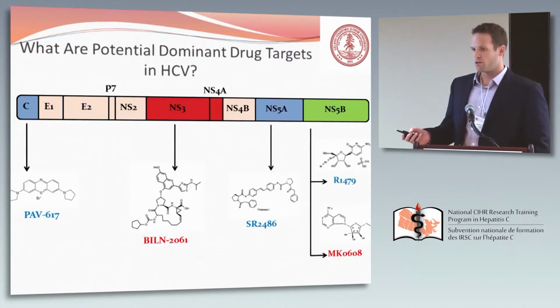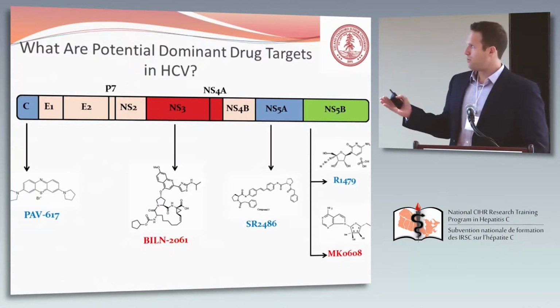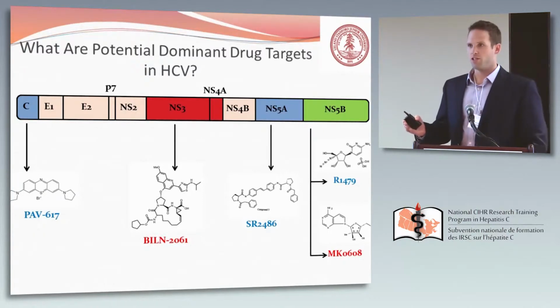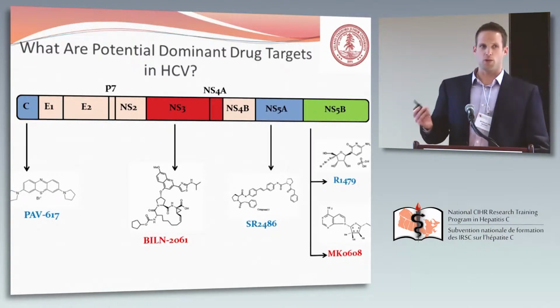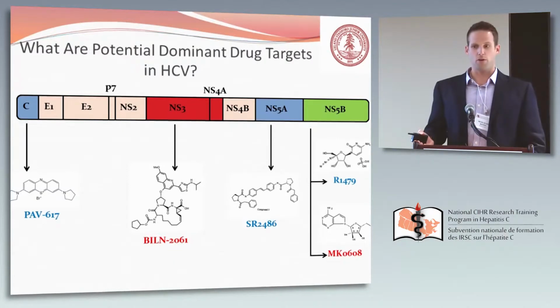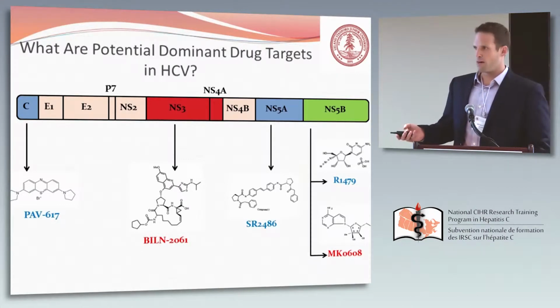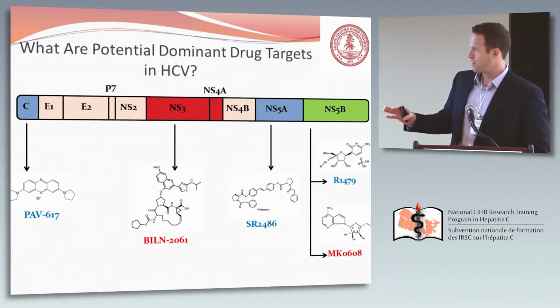So if we go back to the dominant drug target idea, what are the different targets that you have during an HCV infection? Obviously, the capsid was a really great dominant drug target in poliovirus. So we're really interested in anything that targets the core or maybe the E1 or E2 proteins. PAV617 is a compound I've been playing with, but I'm not going to tell you anything about that today.